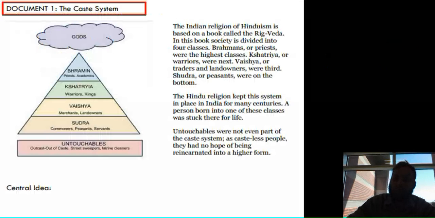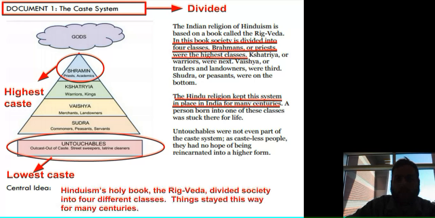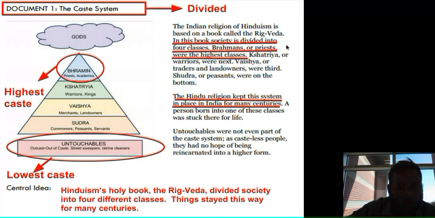So yesterday was all annotation. We did the first one together, and it should look like this. So you're going to put a box around the title, circling the lowest caste, which was the Untouchables, and the highest caste, and then underlining evidence that you're going to use in order to show how the caste system was part of a religion that divided people.